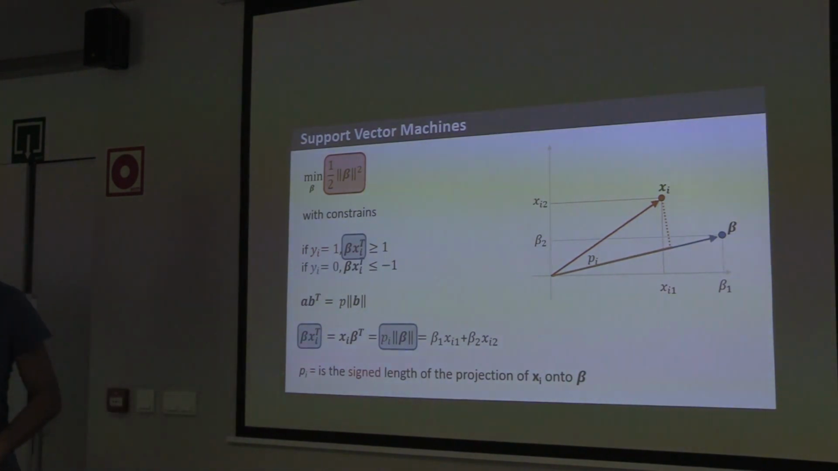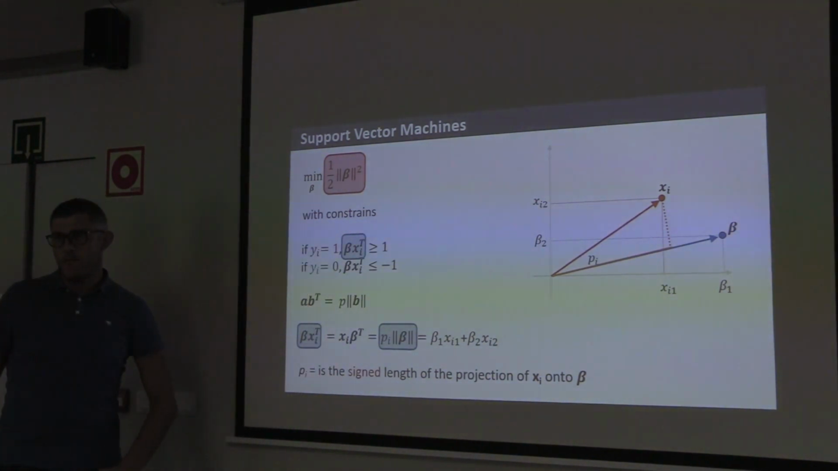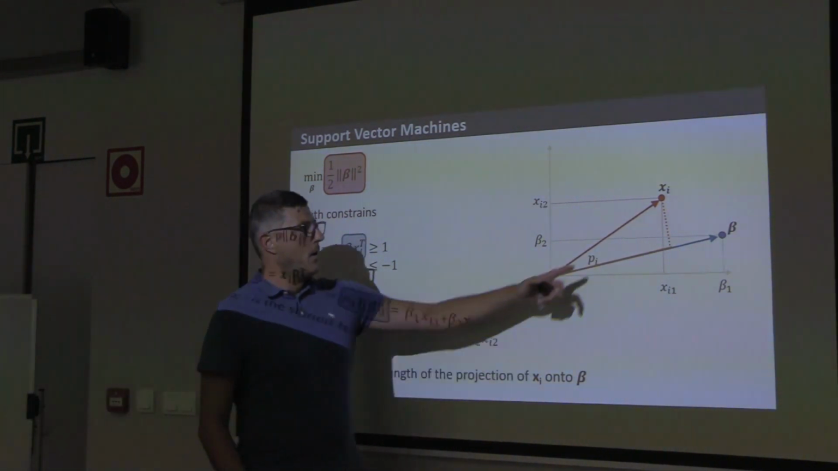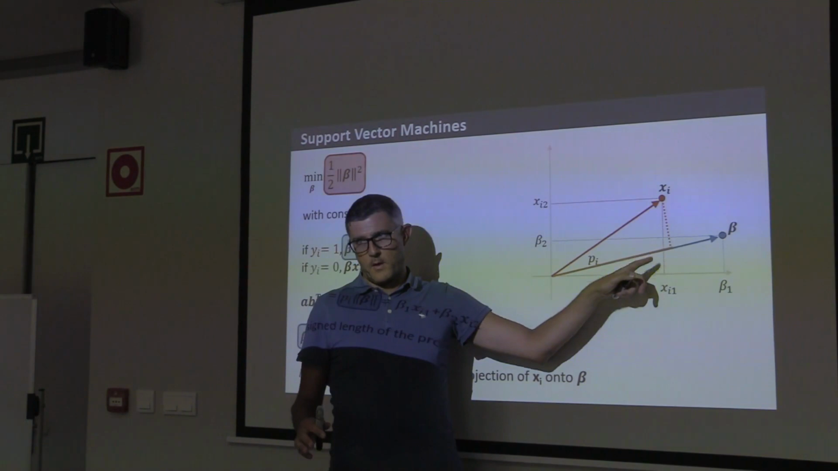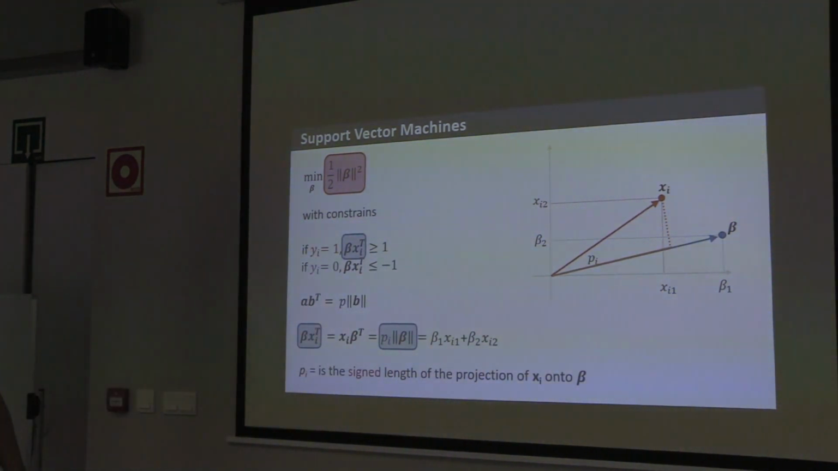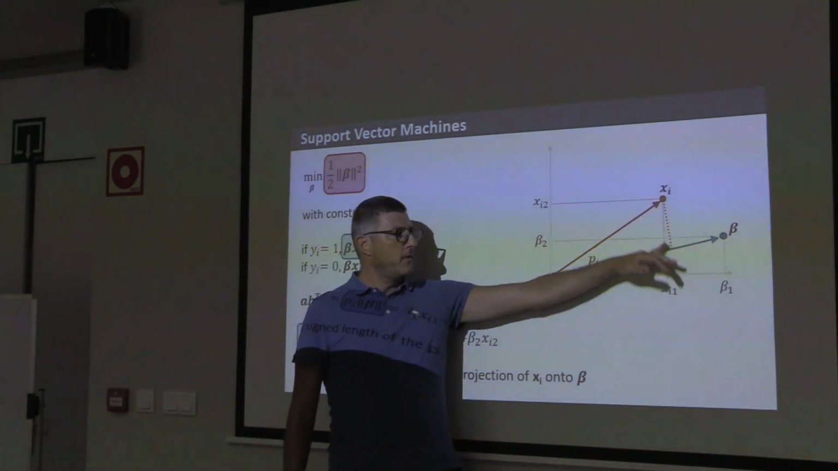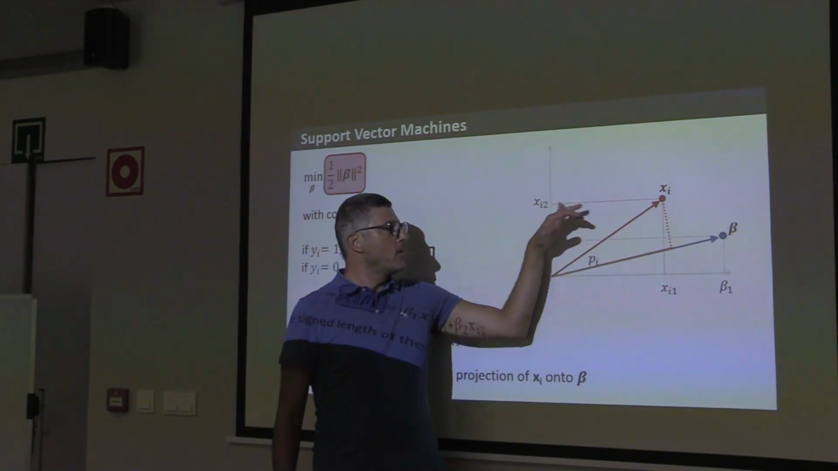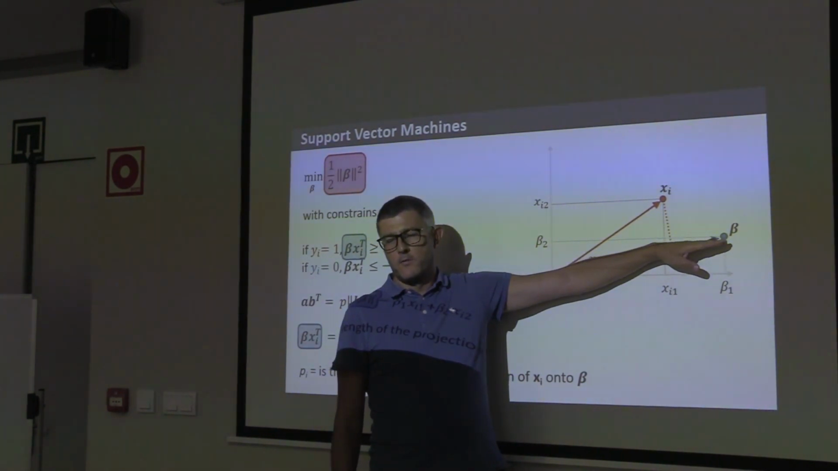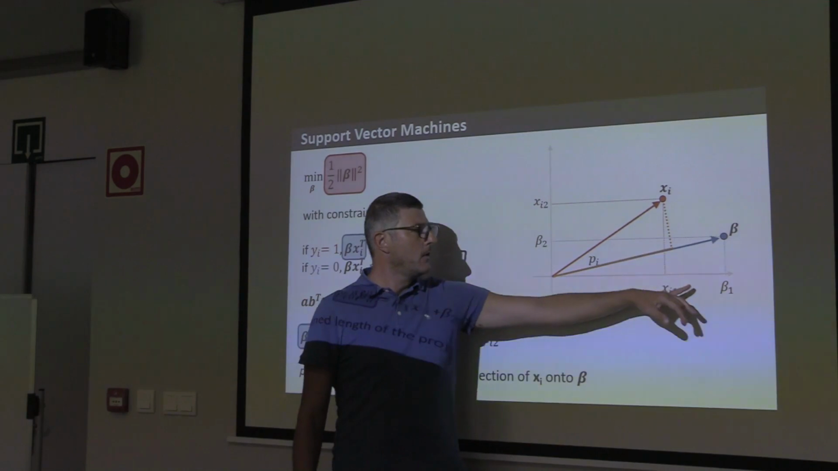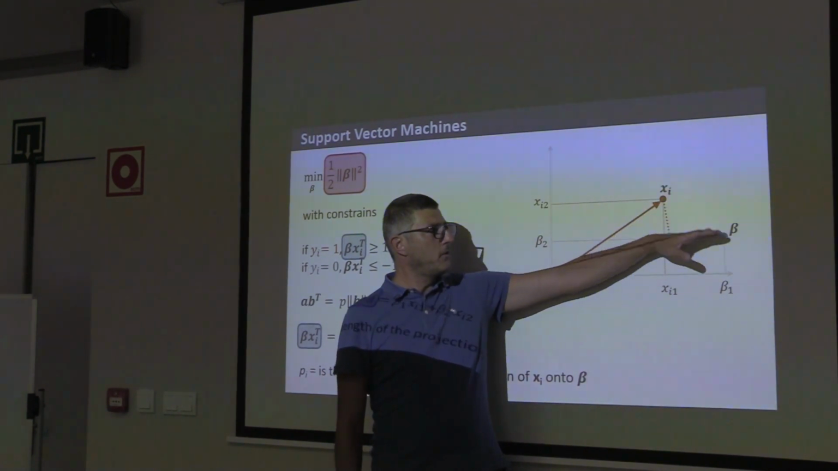Let's do it slowly. Here you have a graphical example. Let's say we have one sample and two variables. We are simplifying just to see this in a graphical way. This is the value of variable number 1, the value of variable number 2. Let's say this is the vector of the coefficients. These are the two coefficients, B1 and B2, found by support vector machines.